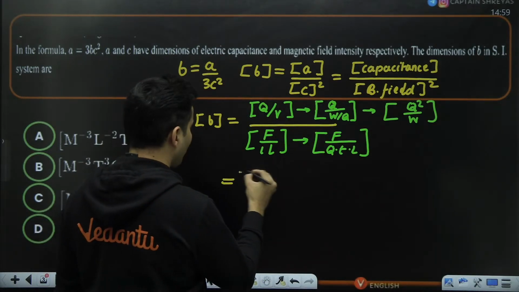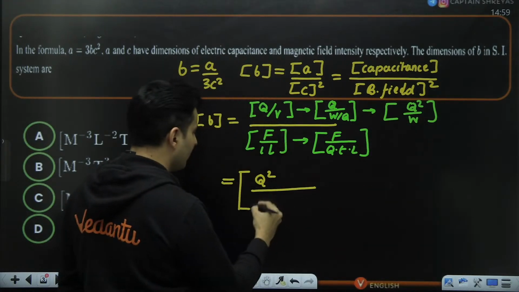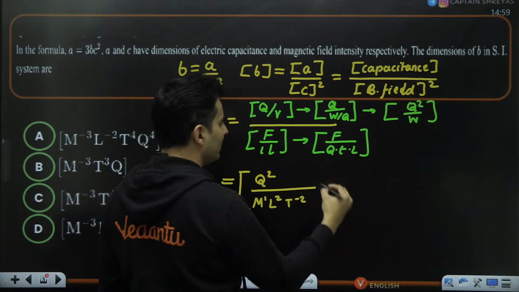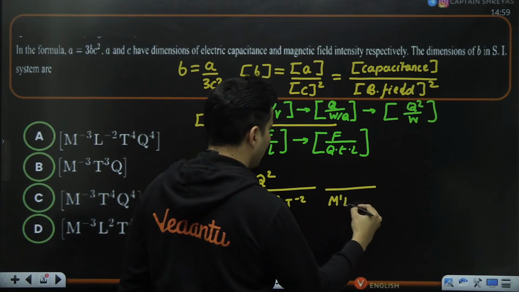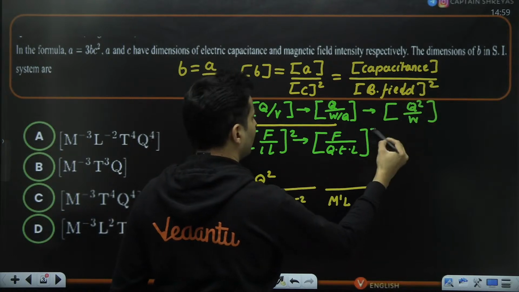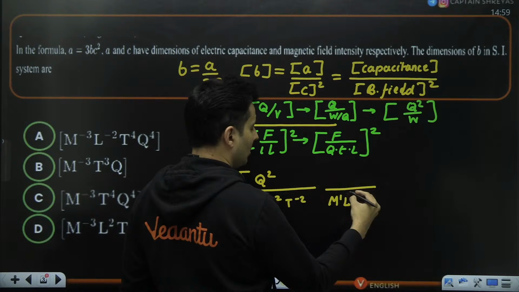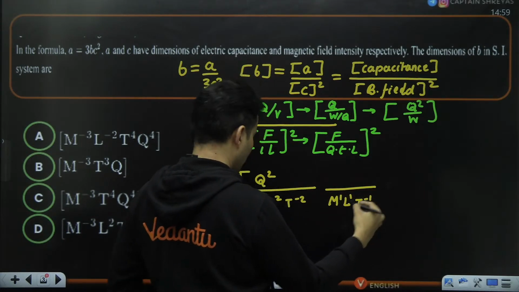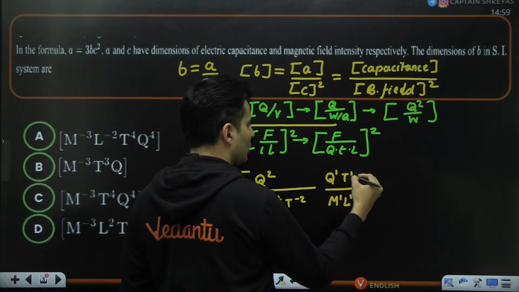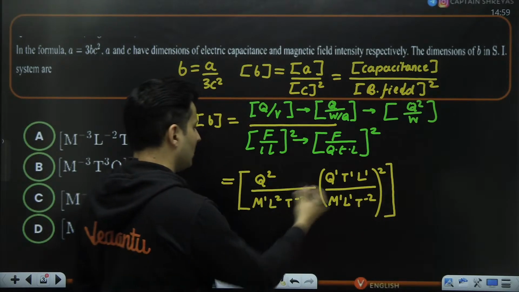It will be simple. So my dear students, over here you have Q square. Work is nothing but M raised to 1, L raised to 2, T raised to minus 2. Here you have force in the denominator. So force is M raised to 1, L raised to 1, T raised to minus 2, and this is squared. This is also squared. So this will be M raised to 1, L raised to 1, T raised to minus 2, divided by Q raised to 1, time raised to 1, L raised to 1, but this is going to be squared. That's what it is. So that's it.